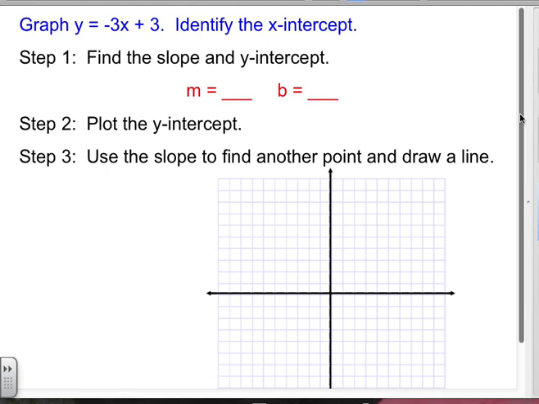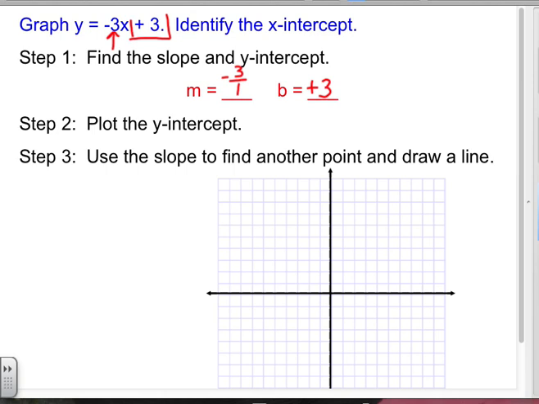I can easily find the slope. There's your slope, which is negative 3. I like it written as a ratio, so I'm going to say negative 3 over 1. And then b, the y-intercept, is right there. The y-intercept is a positive 3.